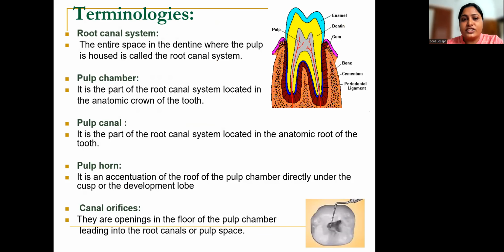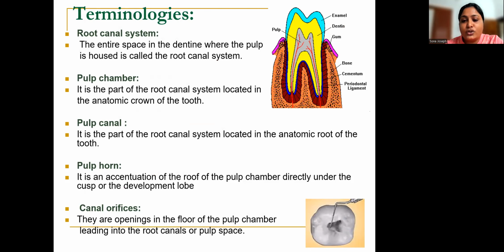So we'll just go through the terminologies once again. Root canal system is the entire space in the dentin where the pulp is housed. Pulp chamber is the part of the root canal system located in the anatomic crown, and the part of the root canal system which is located in the anatomic root is the pulp canal. The whole thing is called the pulp space or the root canal system.